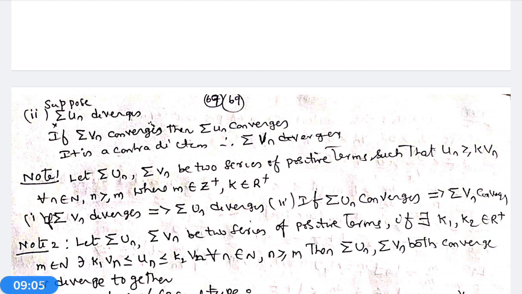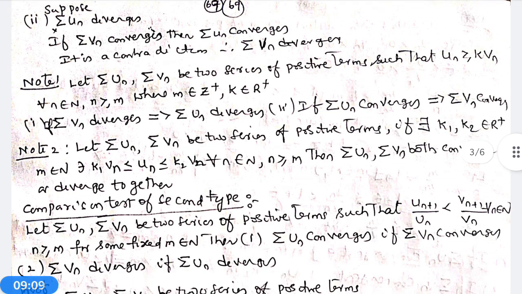Another one. Let sigma un, sigma vn be two series of positive terms. If there exist k1 belongs to R plus, k2 belongs to R plus, m belongs to N, such that k1 vn less than or equal to un less than or equal to k2 vn for all n greater than or equal to m, then sigma un and sigma vn both converge or both diverge together.